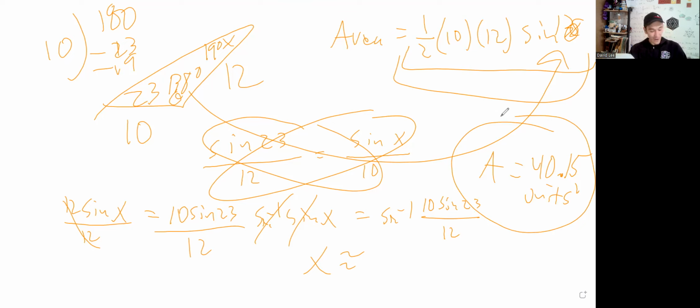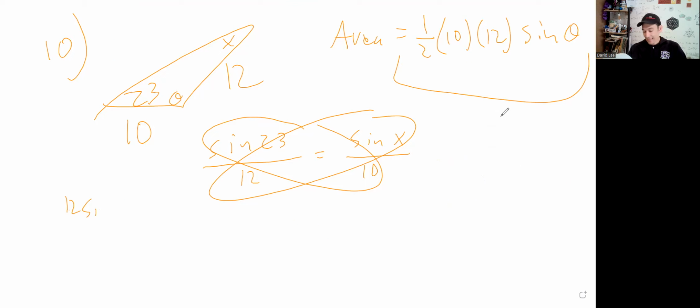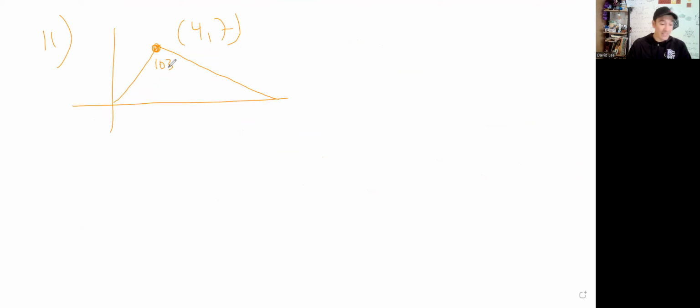Cool. Last one. Let's go. Number 11. Find the area of that guy. Oh, it's on the axes. Let's see what this has to offer. So we got 4, 7 for this point. And this angle is 103 degrees. If I go like that, I know that this is 4 and this is 7.